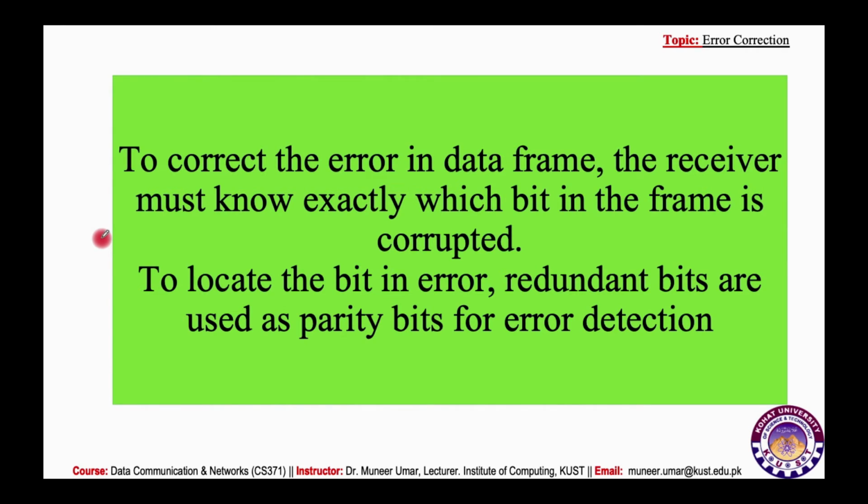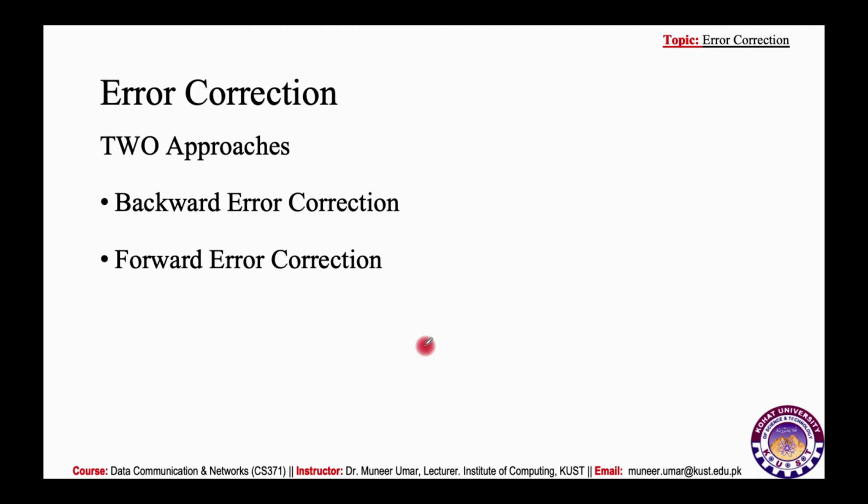To correct the error in a data frame, the receiver must know exactly which bit in the frame is corrupt. To locate the bit in error, redundant bits are used as parity bits for error detection. So before correction of bits, it is essential to know the corrupted bits, and for detection of corrupted bits, parity bits are used. There are two approaches for error correction. The first one is backward error correction, and the second one is forward error correction. So we will discuss these two now in the coming slides.